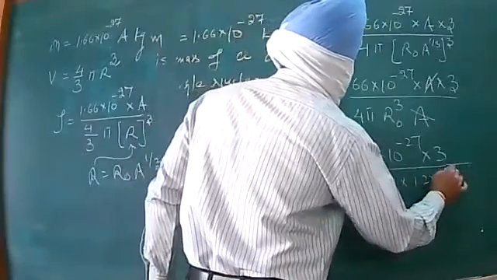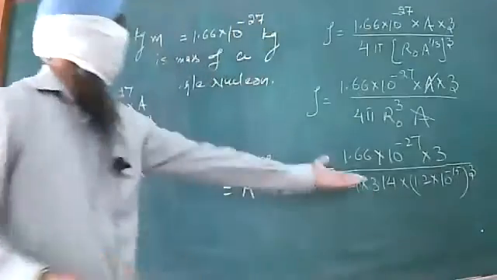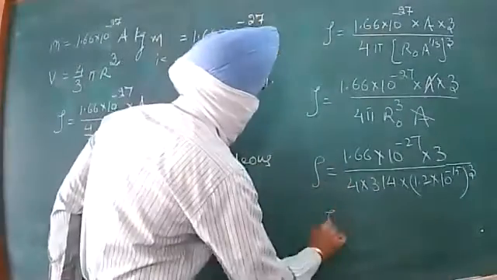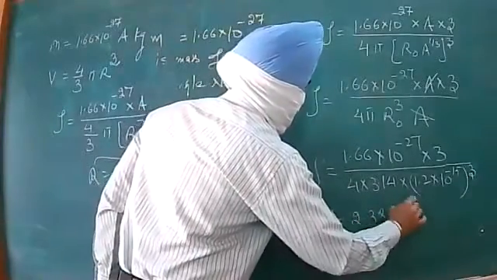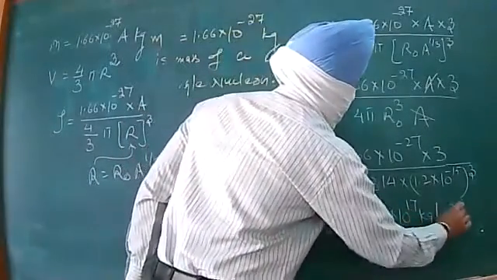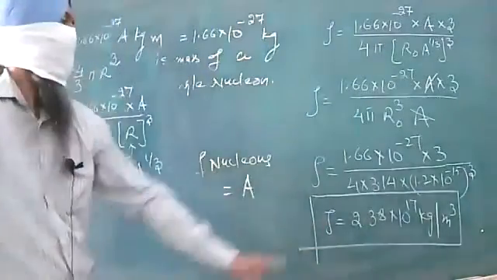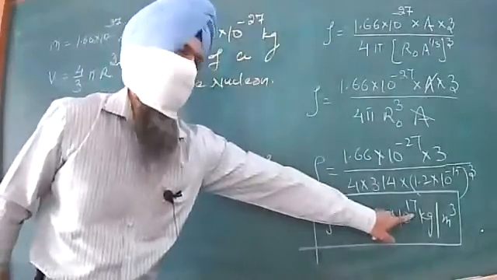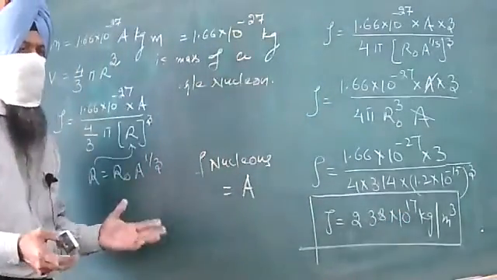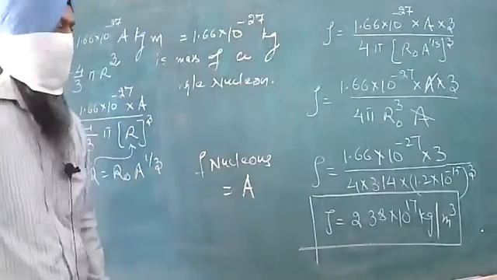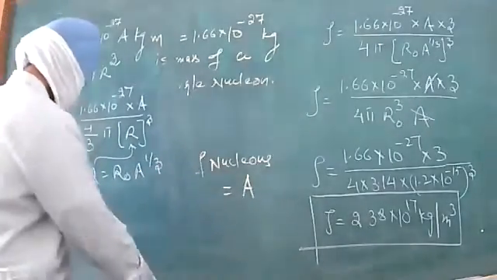This is 1.2 × 10^-15, cubed. When we solve all this, we get rho equal to 2.38 × 10^17 kilograms per meter cubed. You can well imagine how dense the nucleus is. This power of 17 itself reveals that nuclear matter is very, very densely packed. So this was the concept of nuclear density.